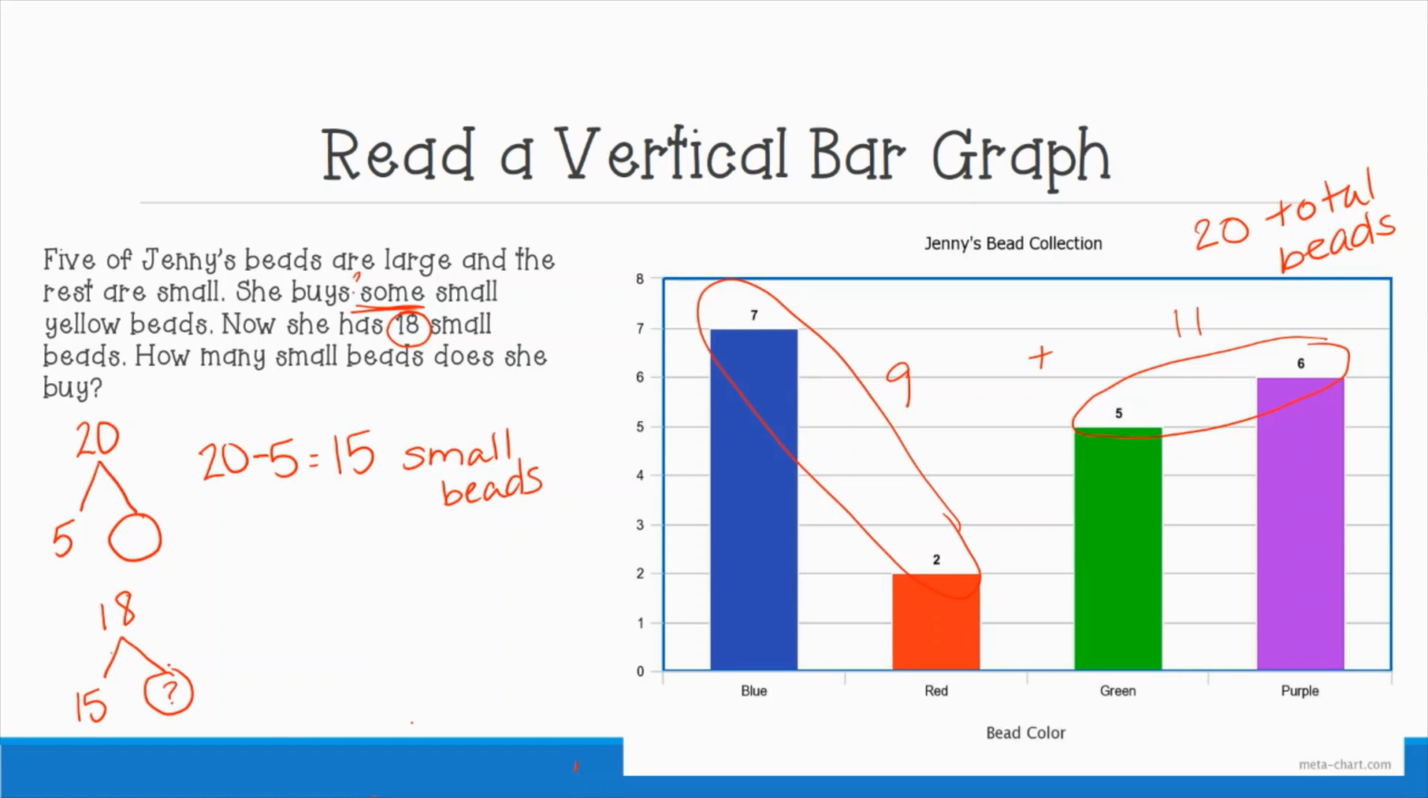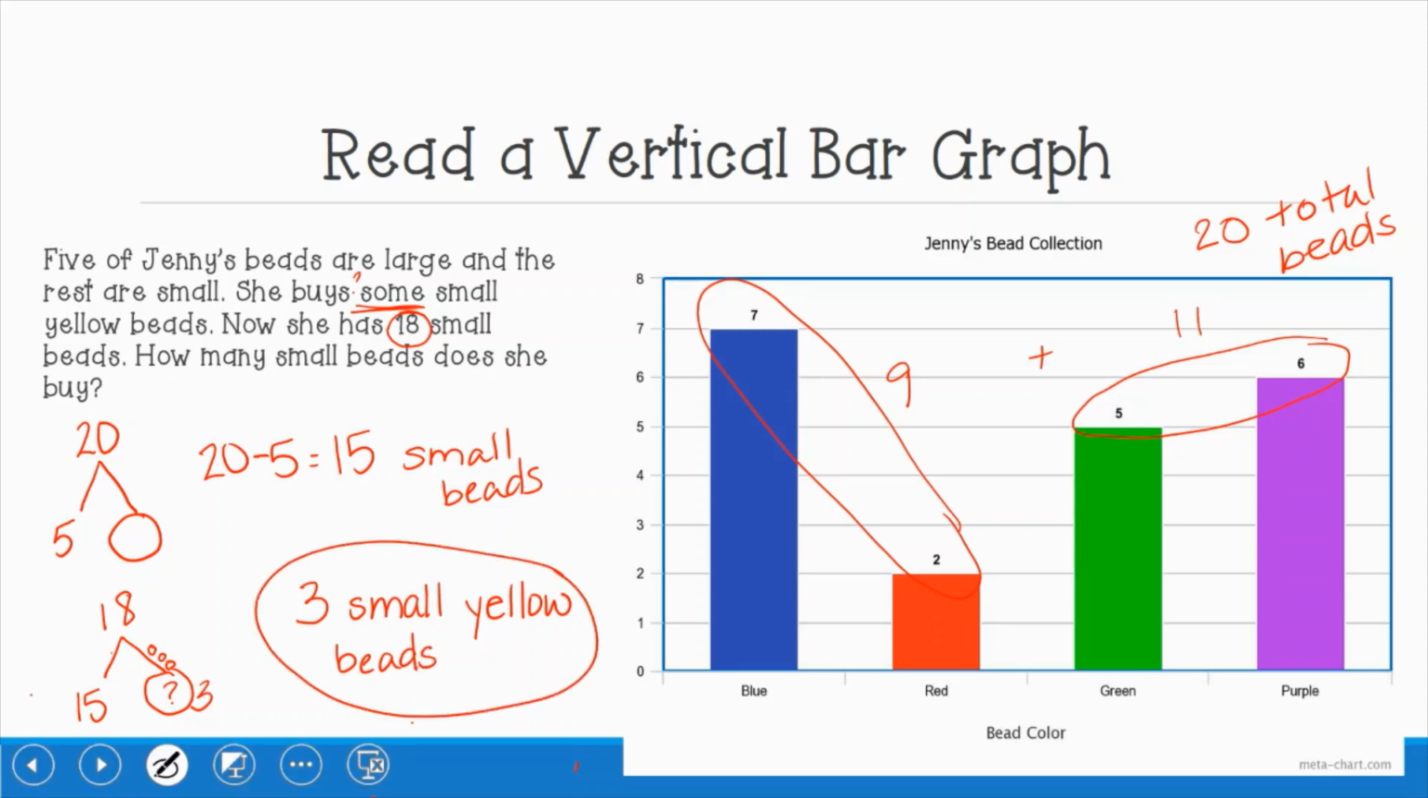So let's see how many ones we need to add to get to 18. So we're going to start at 15, 16, 17, 18. So I need to add 3 to 15 to equal 18, which means that there are 3 small yellow beads that she bought. That was a tricky problem.